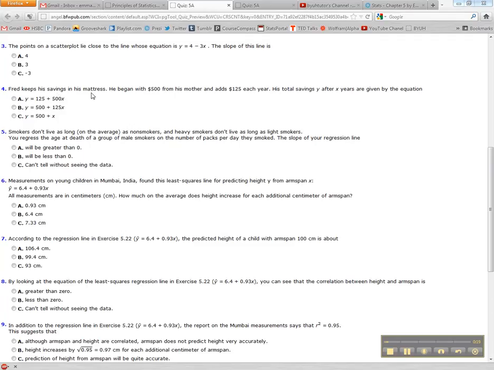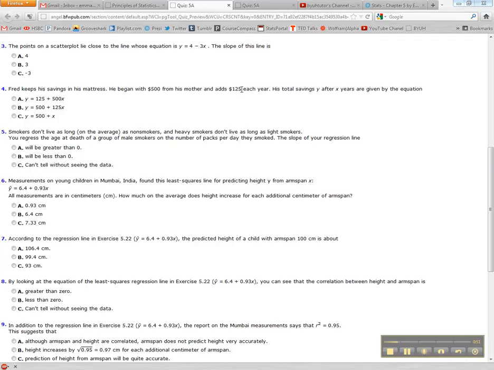Fred keeps his savings in his mattress. He began with $500 from his mother and adds $125 each year. His total savings Y after X years are given by the equation. So if Fred just begins with $500, we know that that's our y-intercept because basically 0 years has passed. It's our initial point, right? So 500 is our y-intercept, and so that means that 125 is our slope.